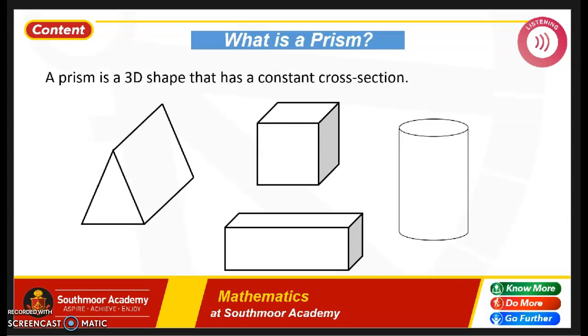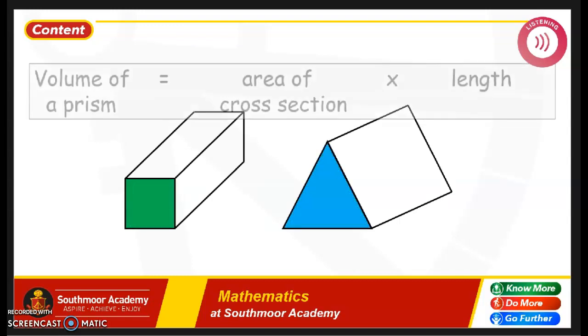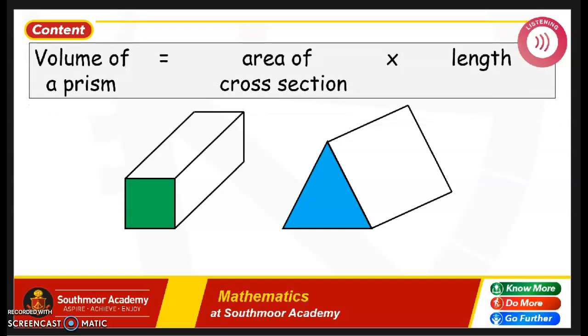To find the volume of these prisms, we have to work out the area of the face and then times it by the length, because these have the same face going all the way through. It's got the same cross section. We call the face the cross section. So here is the face. The volume of the prism is the area of the cross section times the length. This is going to get us the volume of our prism. I'd like you to copy the formula down into your books.